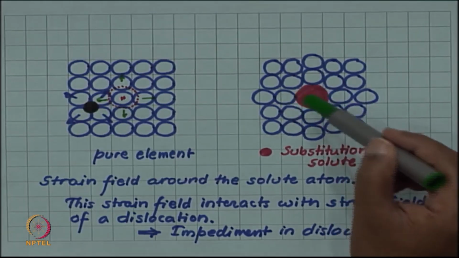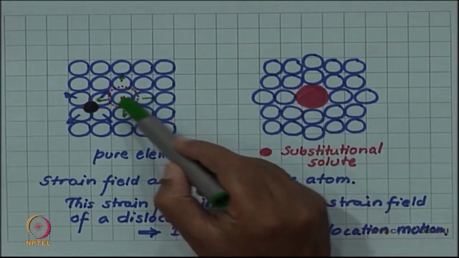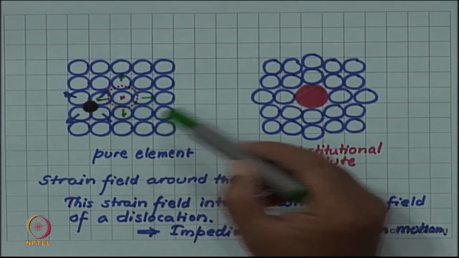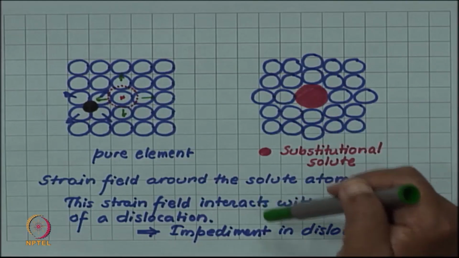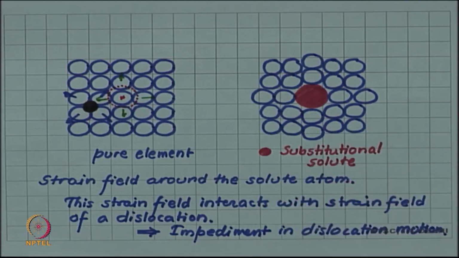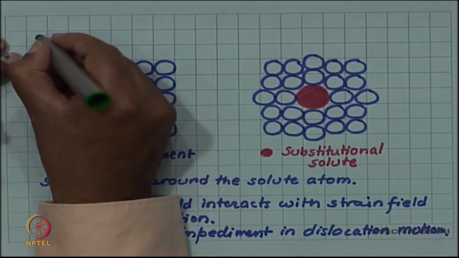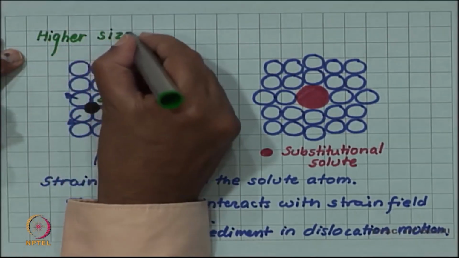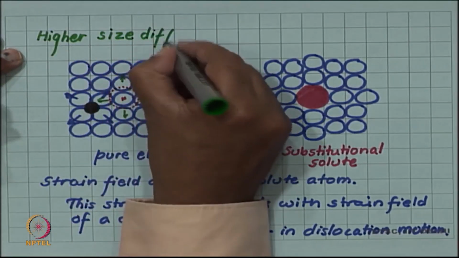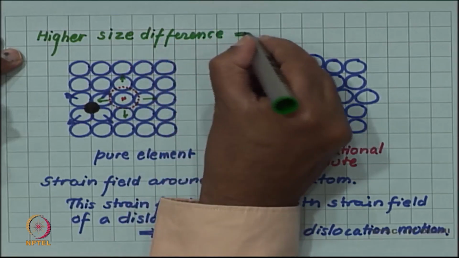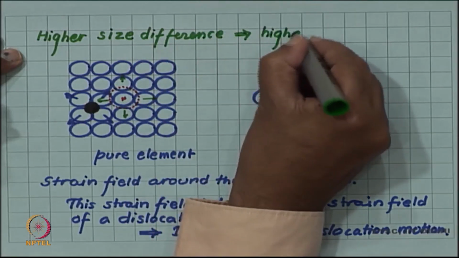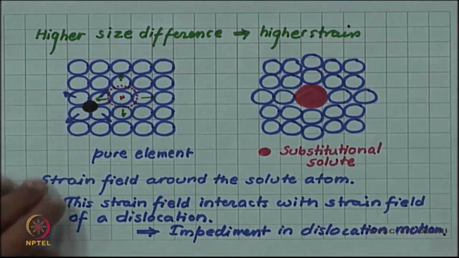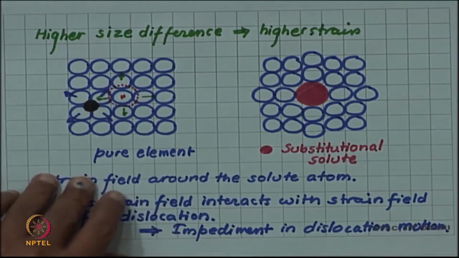Larger is the size difference, larger is the strain. If the substitutional solute atom happened to be exactly the same size as the matrix element, there would have been no strain. So the strain is caused by the size difference. Higher size difference gives higher strain, and so more effective hardening due to the solute atom.